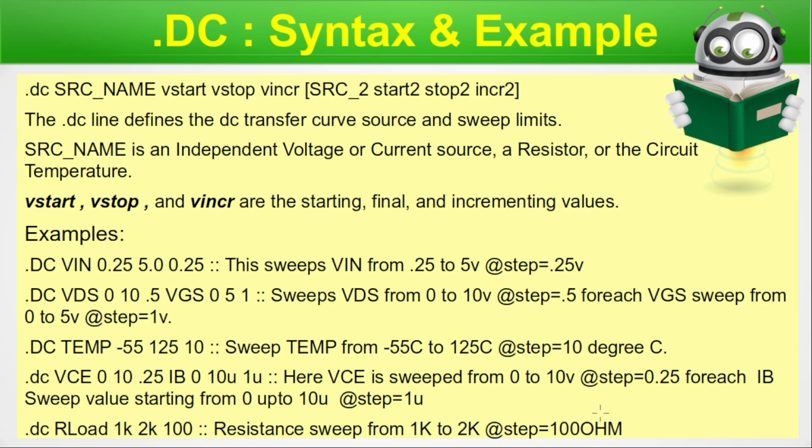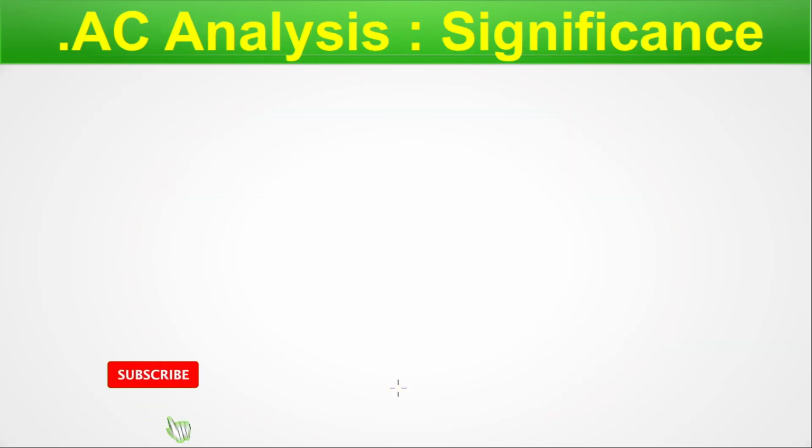So here you can see multiple kinds of examples of the DC syntax. You can see the single DC voltage sweep, the multiple DC voltage sweep, the temperature sweep, the resistance sweep, and the voltage and current sweep. So you have seen 5 different kinds of examples, and you can do permutations and combinations. This way you can apply the syntax as per your requirement. We are done talking about the syntax and thorough examples. Let's move on to the next slide.